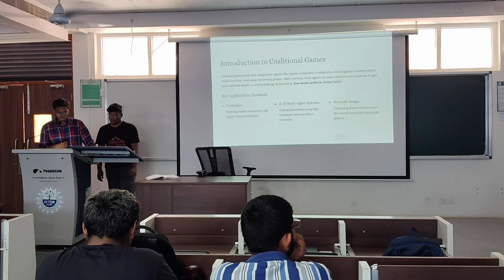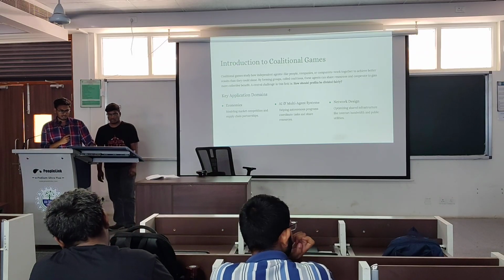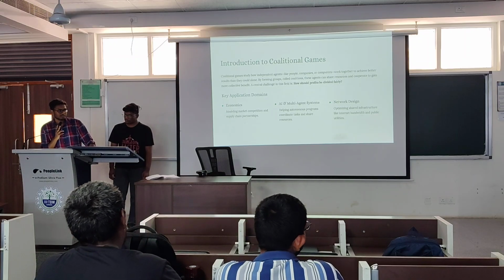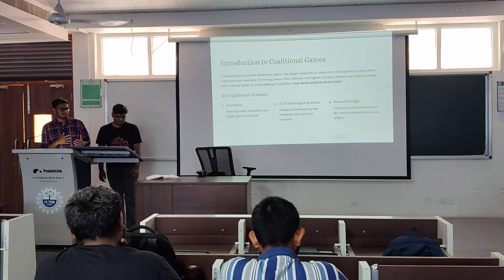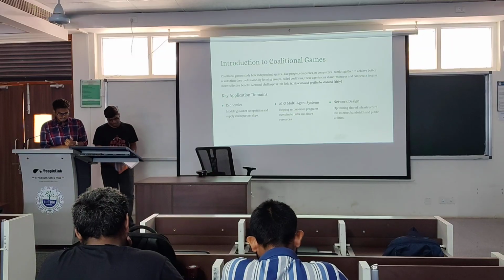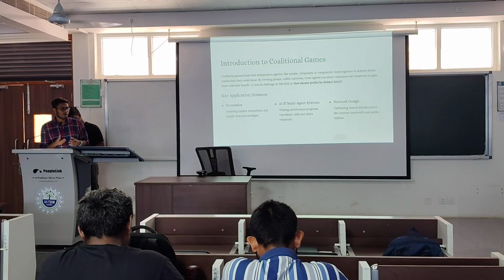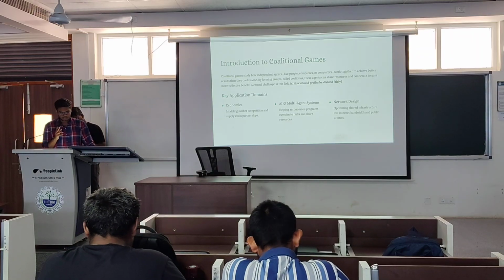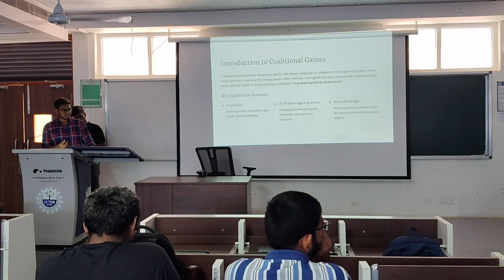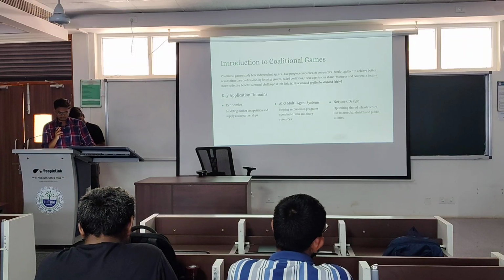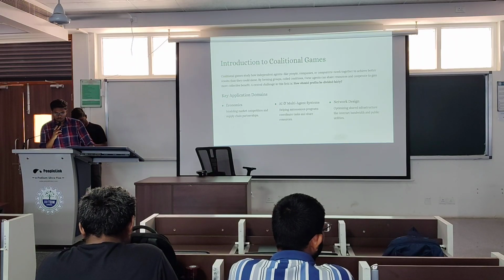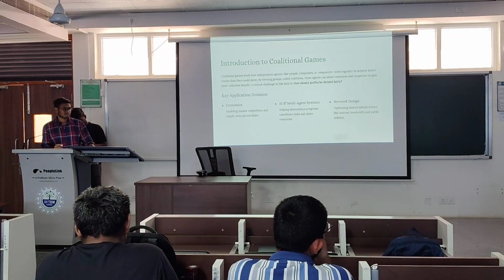Correlation game studies the cooperation and coordination between players to maximize their total benefit. Here the players won't compete with each other. They coordinate and form groups which are known as coalitions. And we are going to speak mainly about three domains: economics, AI and multi-agent systems, and network designs. Here the main question is how the profits are divided between the players. So that's the main part.